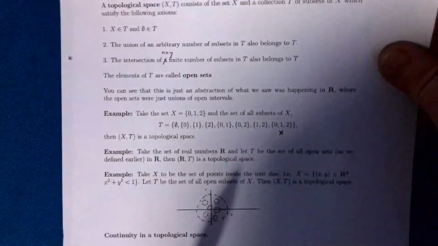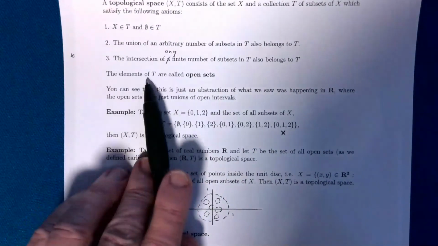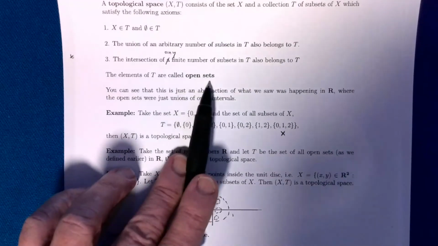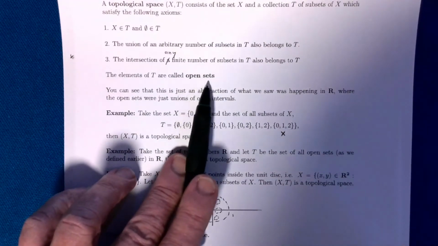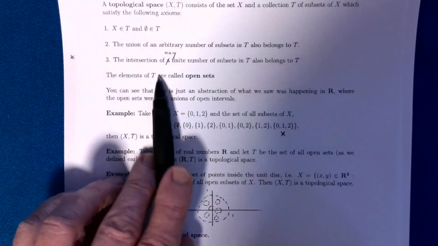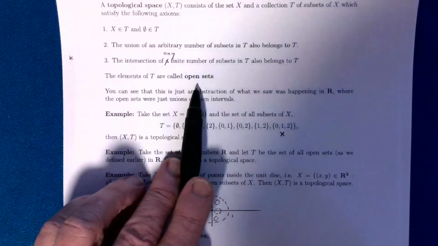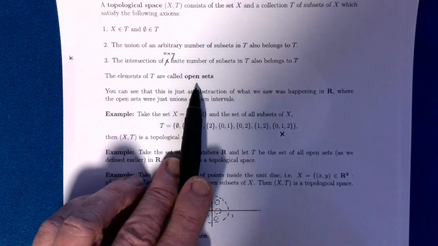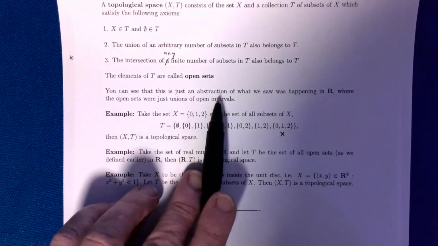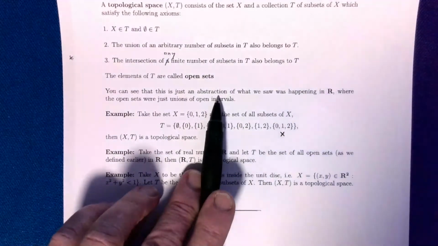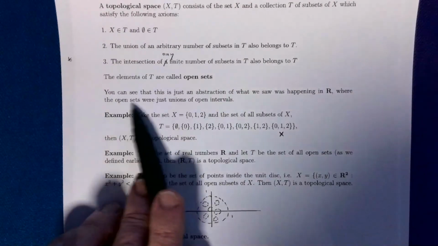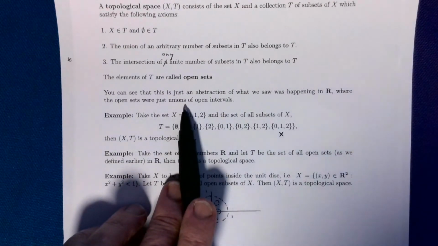We'll do some examples in a second. The elements of T are called open sets. We've talked about open sets before in the real plane. Now we're going to say that any object in T, we're just going to call an open set. We're going to define that to be an open set. So all we're doing here is making an abstraction of what we saw happening in the set of real numbers, where the open sets were just unions of open intervals.